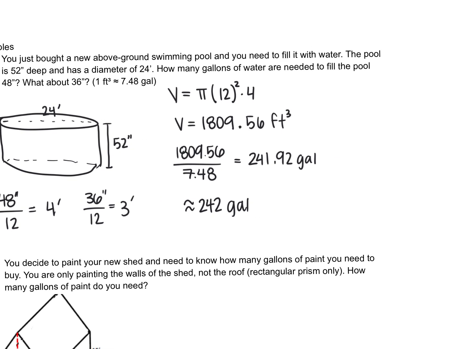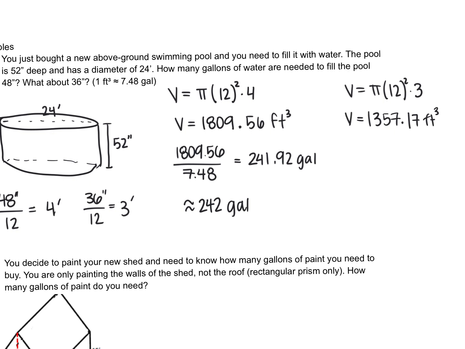Okay. So for the second part, 3 feet depth. So still going to be pi times 12 squared. And now my height is 3. Which is going to give us a volume of 1,357.17 feet cubed.